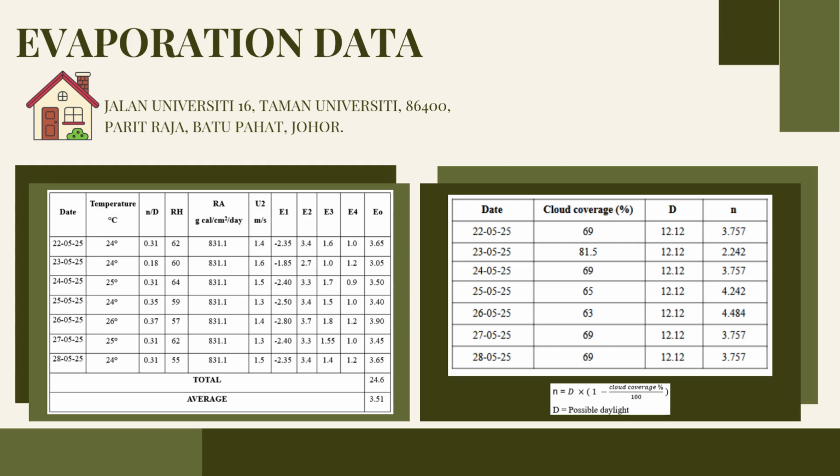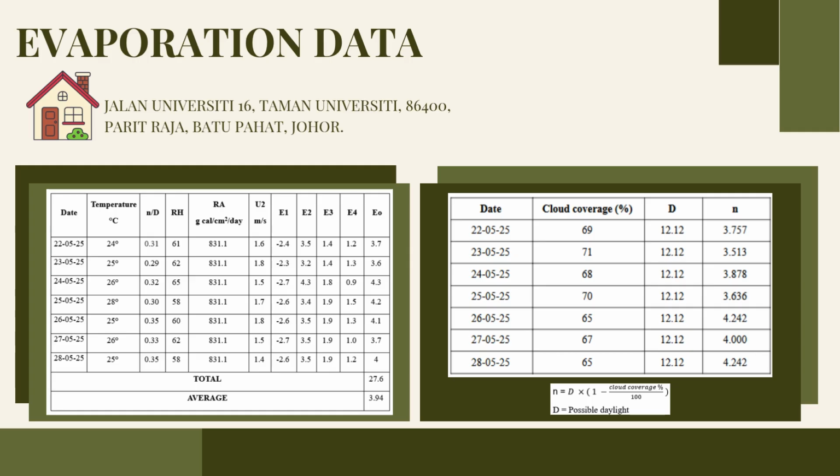Next, evaporation data at number 15, Jalan University 16, Taman University, Parit Raja. We used the Penman method to calculate evaporation. Using this data, we calculated daily evaporation values. The results showed E ranging between 3.05 millimeters and 3.9 millimeters, with an average of 3.51 millimeters per day. The highest evaporation was on 26th of May, due to high temperature and moderate humidity.